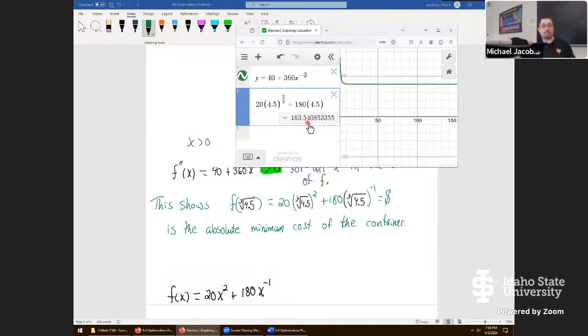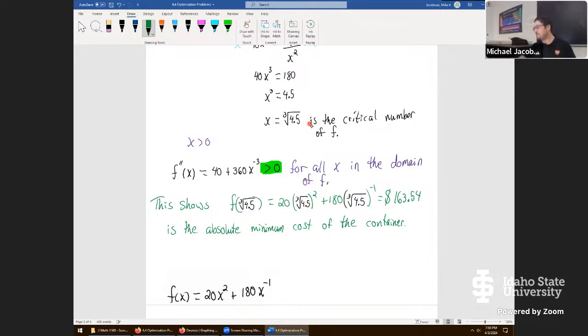And depending on how you decide to estimate this, not a bad idea to give a really conservative estimate, because if you're doing this for a client, you wouldn't want them to be disappointed. You might round to the next nearest cent or the next nearest dollar. But for WebAssign, we have to be careful. Give it the nearest cent always, rounded, and you're going to be safe in WebAssign. 163.54.